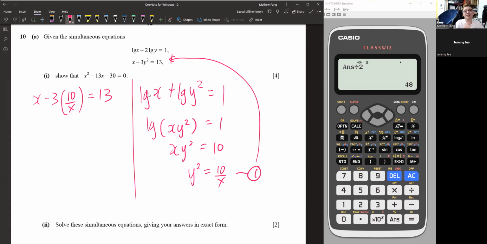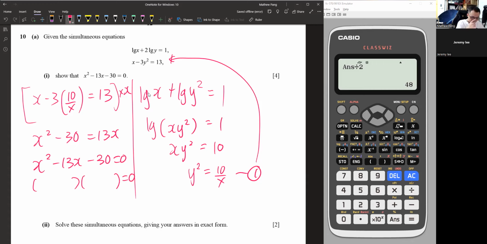Here I want to say you do not necessarily must always make y the subject. Depending on it, if this equation has y and y squared, then maybe I need to make y the subject, or else I can just make y squared the subject. It doesn't matter. So it's a quadratic equation. It's quite obvious. So I will multiply x for the whole equation. So I get x squared minus 30 equals 13x. So x squared minus 13x minus 30 equals 0.